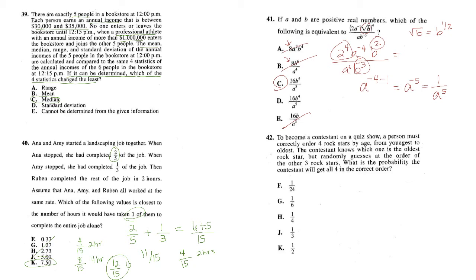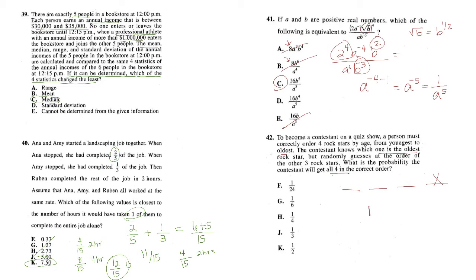All right, so to become a contestant on a quiz show, a person must correctly order 4 rock stars from youngest to oldest. And the contestant knows the oldest. So we've got 1, 2, 3, 4 things we're going to order, and we already know the oldest. Okay, so what's the probability that the contestant will get all 4 in order?